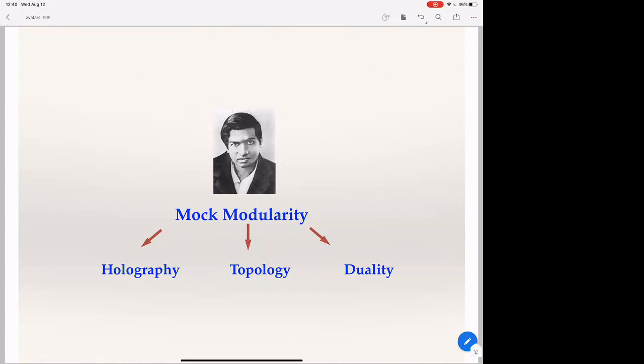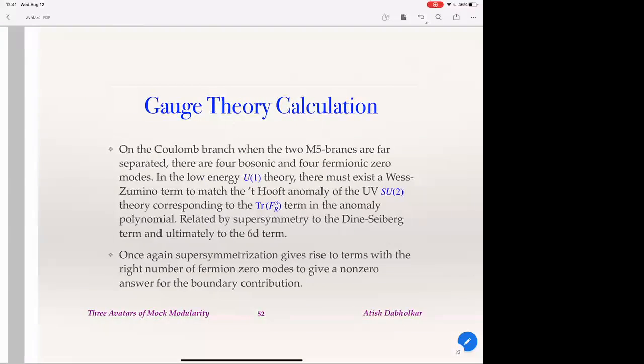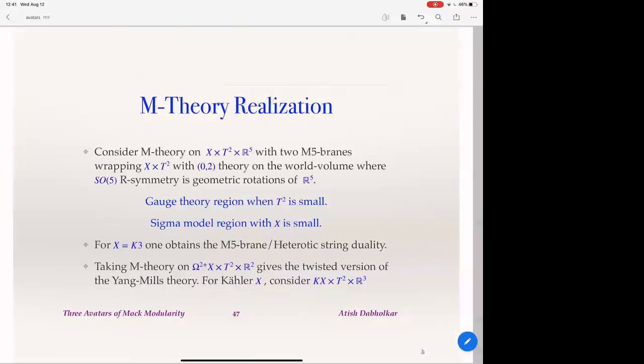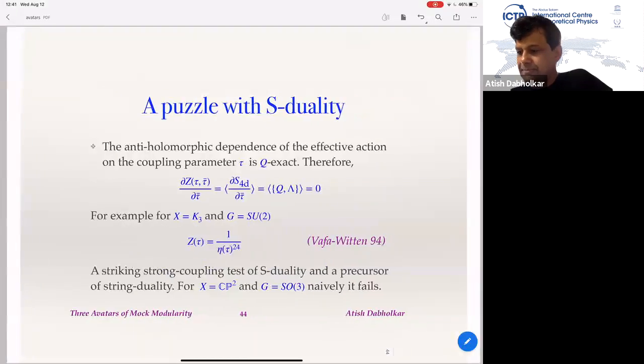Atish, in the last part of your talk, this lambda, I didn't quite get. There was this parameter lambda when you talked about... Sorry, I went too fast actually.